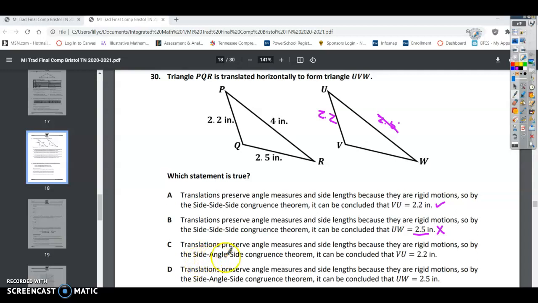So by side, angle, side, it can be concluded that VU is 2.2. That is 2.2, but for side, angle, side, we're not given any angle measures here. So because we're not given any angle measures, we can rule that out. Same thing with the last one. And since we know this one doesn't work, that means we have to go with A. A is the correct answer for number 30.